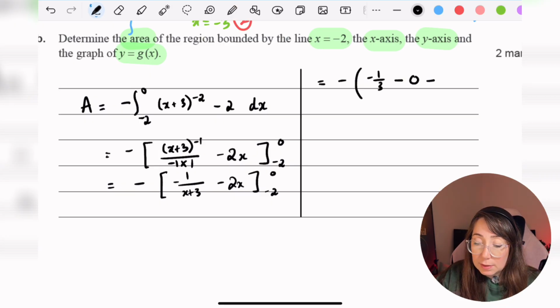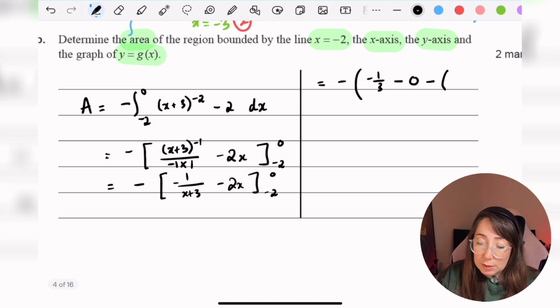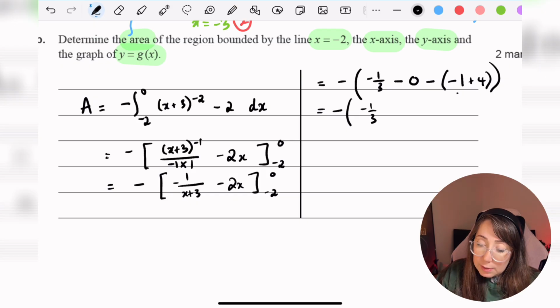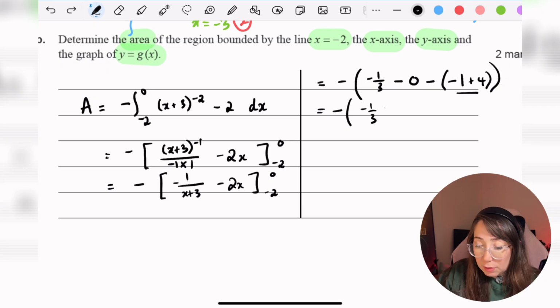And then minus for the second bound, I'm going to put everything inside the bracket. So that'll be negative 1 on negative 2 plus 3. So negative 2 plus 3 is positive 1, and negative 1 divided by 1 is just negative 1. And then negative 2 times negative 2 is going to be positive 4. Okay, so I've got negative on the outside. We've got the negative third inside the bracket. 4 minus 1 is going to be 3. And then there's a minus on the outside, so that'll be negative 3.